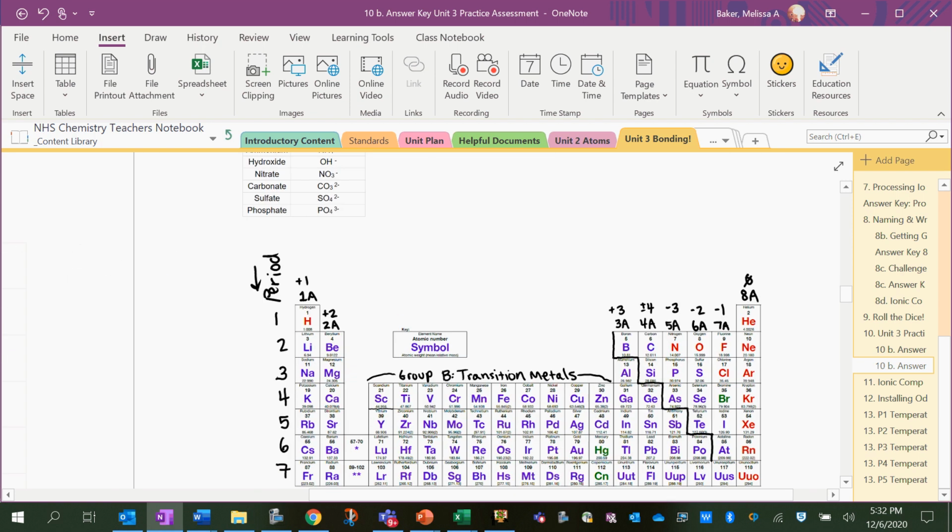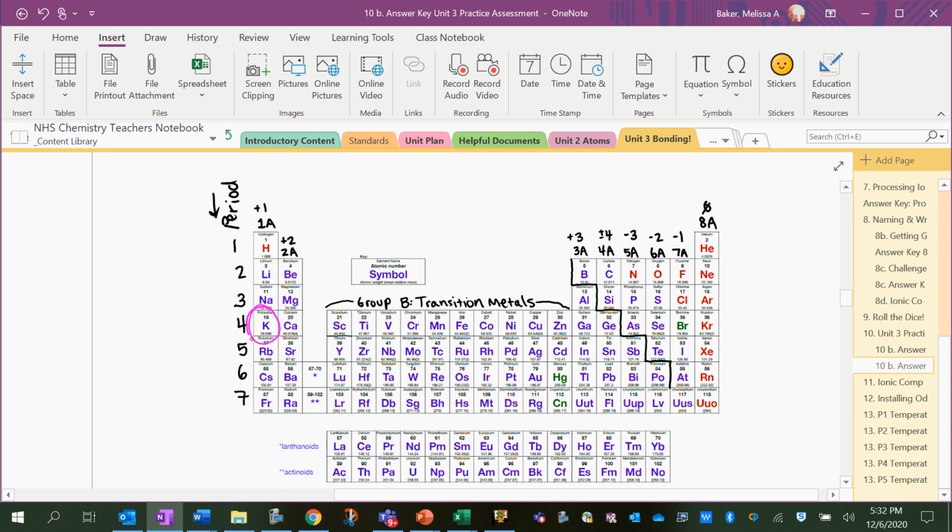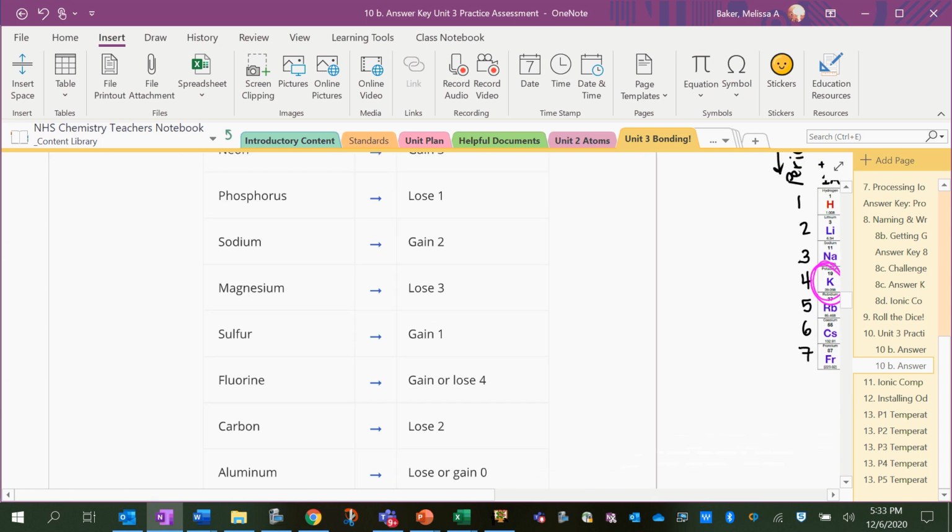Again, if you aren't quite sure, you can look up K and see that it's to the left of the zigzag and Cl is to the right. And so when you've got a metal and a nonmetal together, that's ionic.